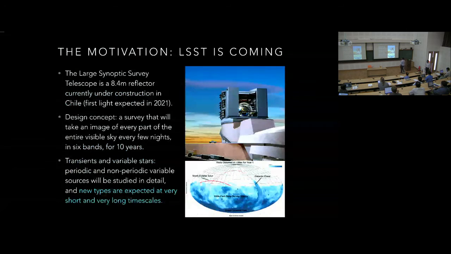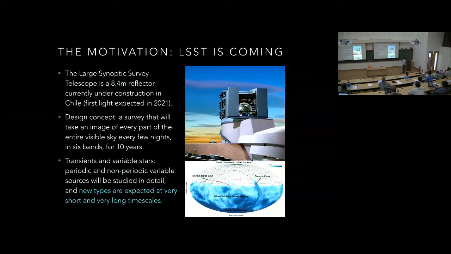So, the motivation, part of the reason why we're all here, is because astronomy, of course, is entering into the time domain frame. And the LSST will be coming online in 2021. It's currently under construction in Chile. It has an 8 meter reflector. And the idea is that it will basically take an image of every part of the visible sky from Chile every few nights in six different bands, which I think didn't necessarily get mentioned before, for a period of 10 years.